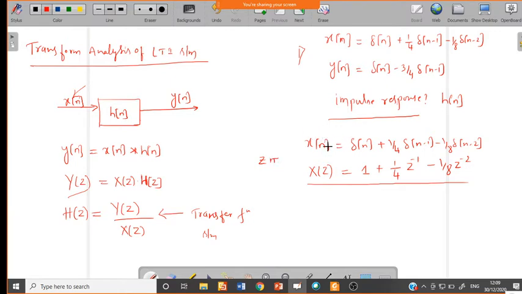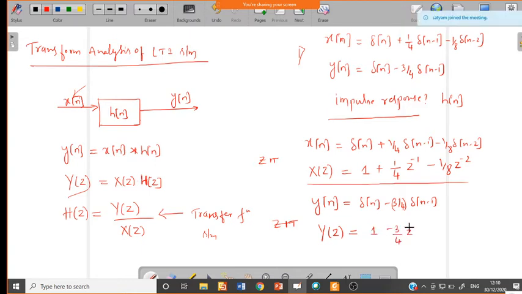For the signal x of n, and similarly you can take the z transform for y of n, which is given by delta of n minus 3 by 4 into delta of n minus 1. Okay. So now if you take the z transform for this y of n, you will get correspondingly Y of z, which is given by 1 minus 3 by 4 into z inverse. Okay. So now we got Y of z and we got X of z.